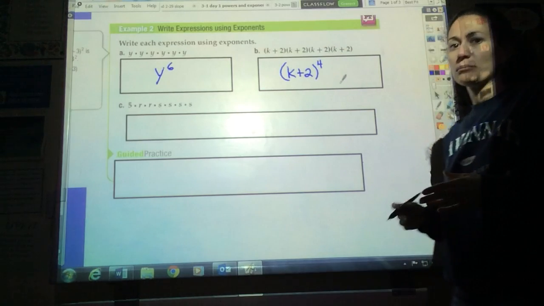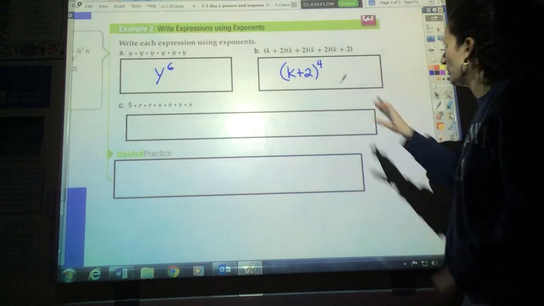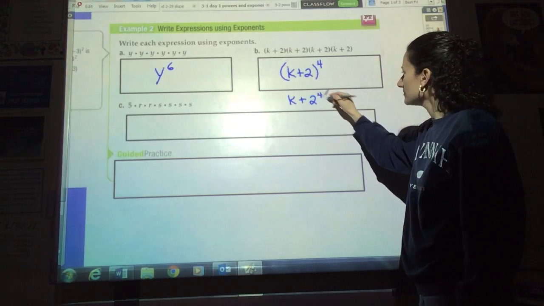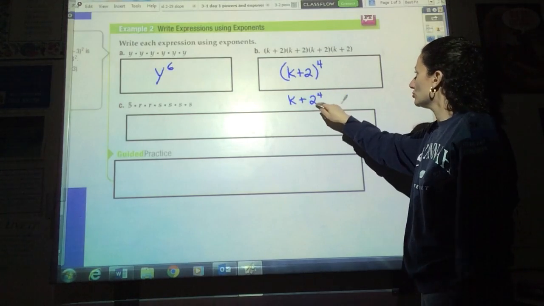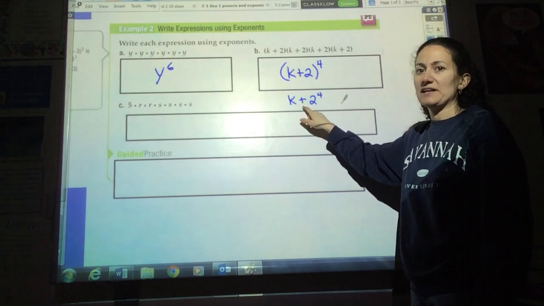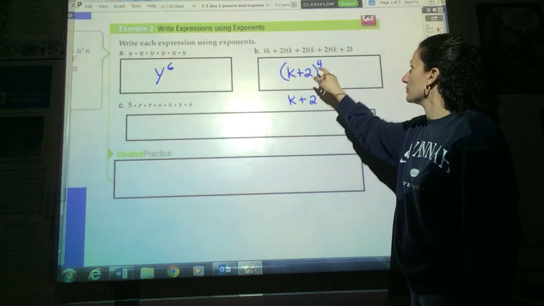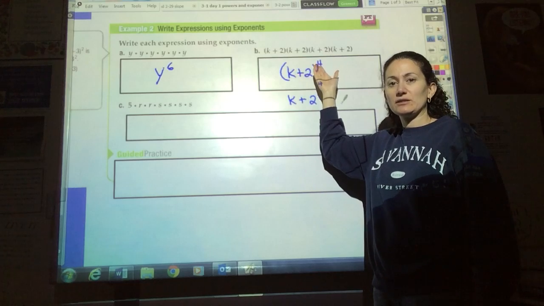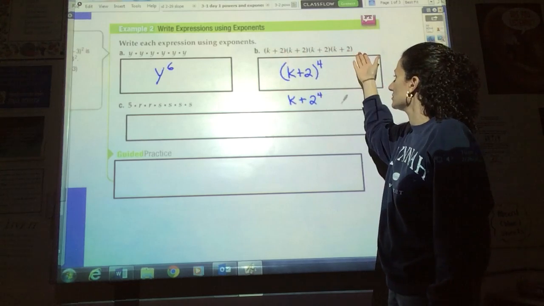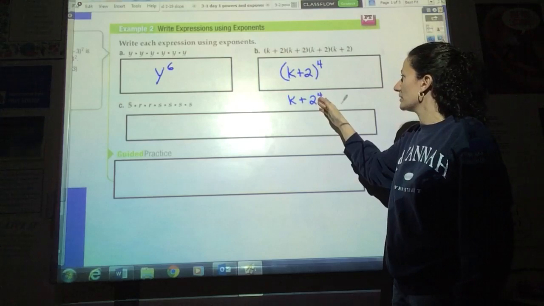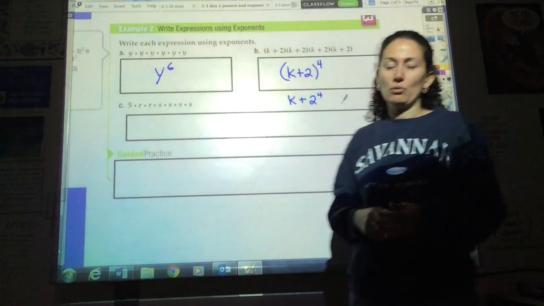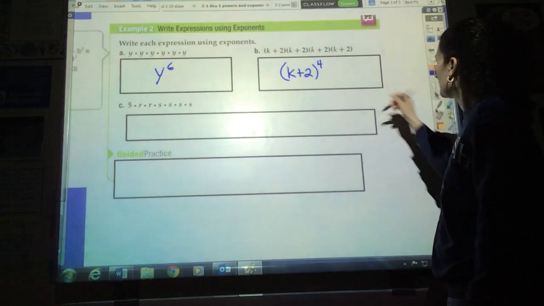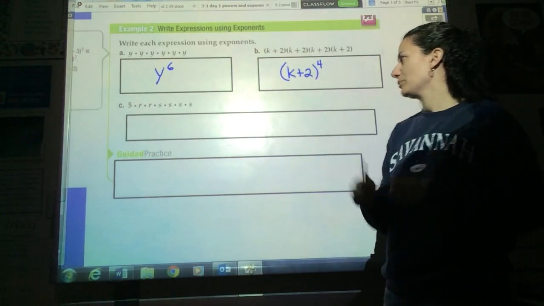Notice that I must put the exponent outside of the parentheses. If I were to write my answer like this, that simply means 2 to the power of 4 added to k, which is very different from this. In this problem, you would do k plus 2 first, then raise it to the power of 4. That's what this is asking us to do. If I don't put the parentheses, I would be using a different order of operation. It would be a different product, different answer. So make sure you keep parentheses if the base has parentheses.